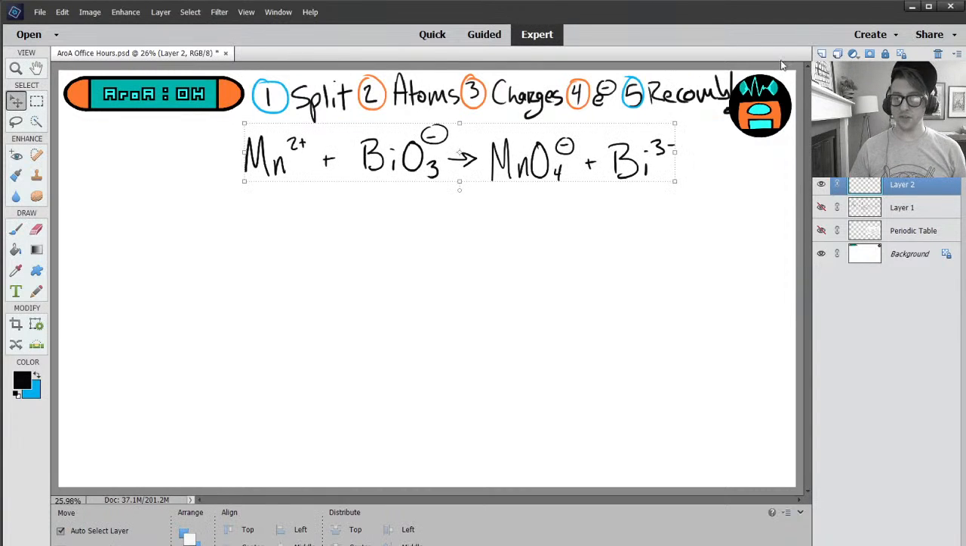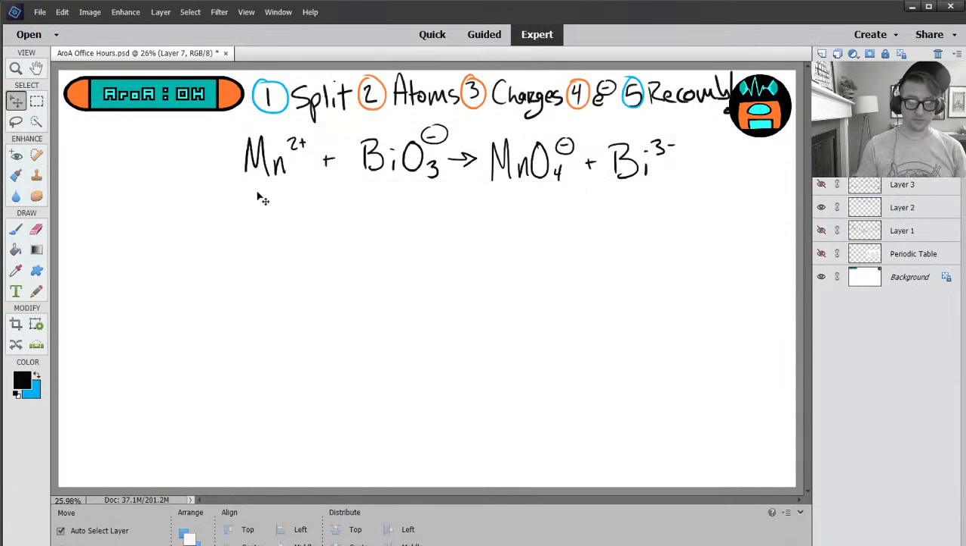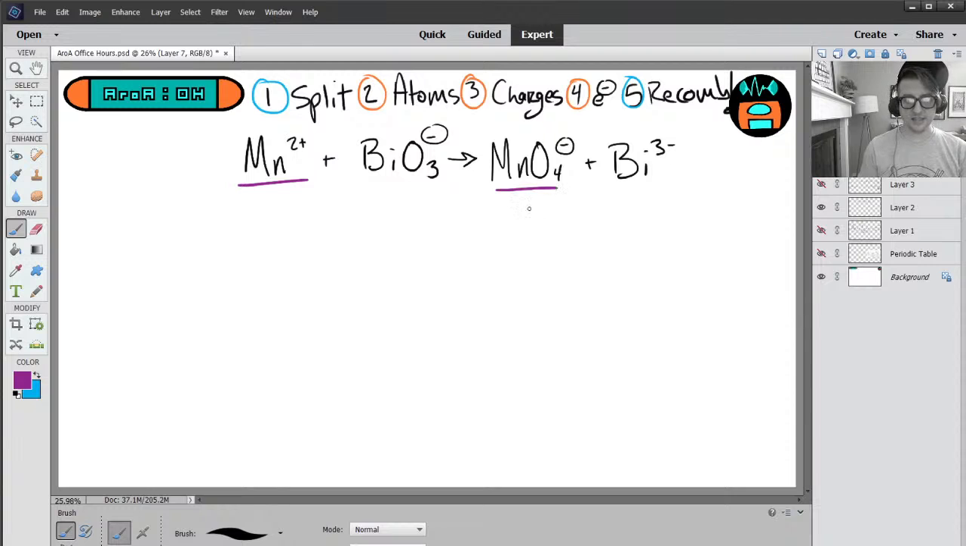And we're going to do it here first. So step number 1, we have to split our reaction into 2 half reactions. One half reaction involves manganese. The other half reaction involves bismuth. So we're going to take one half reaction, balance its atoms, charges, and electrons. Do the same for the second half reaction, and then we're going to recombine them.